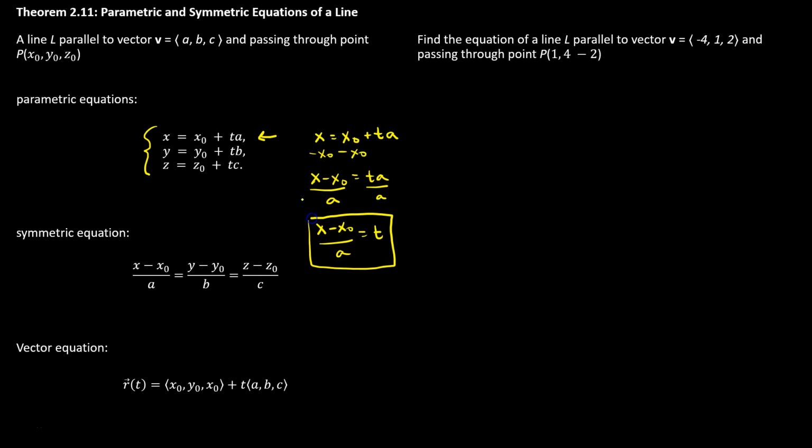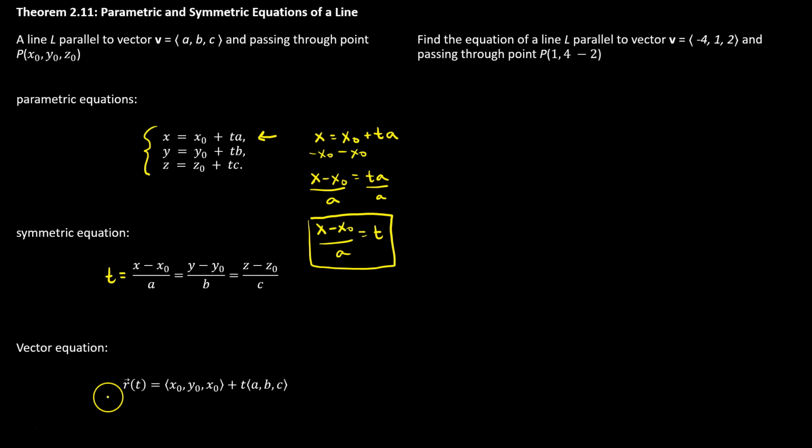Well, I could do that for any one of the three parametric equations. And then if they're all equal to t, then I can set them all equal to each other. So the symmetric equation of a line is a single equation that relates the x, y, z variables, the x naught, y naught, z naught coordinates of the point P, and then the a, b, c, which are the components of the vector v. So the symmetric equation is another way to write a line.